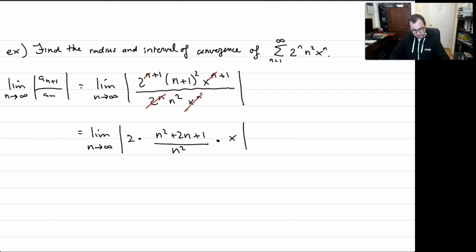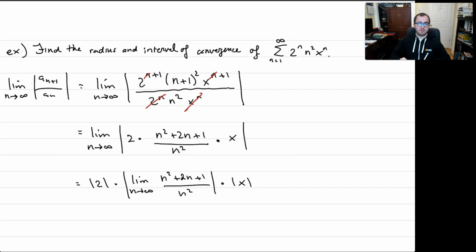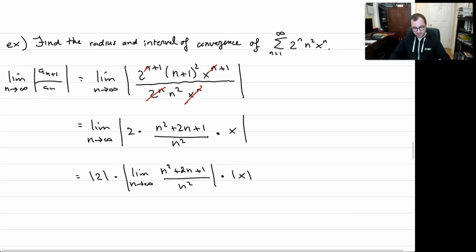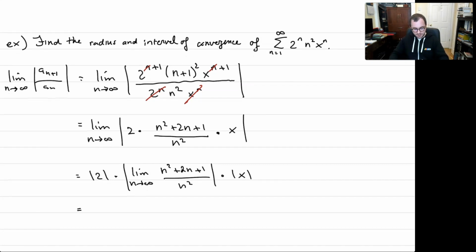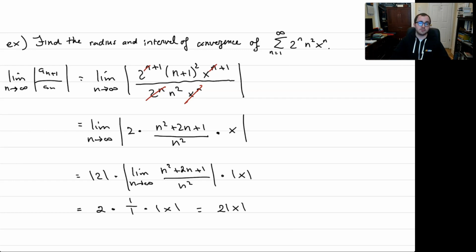Very nice. I'm going to break this up now. Absolute value of 2 times the absolute value of the limit as n goes to infinity of this fraction times x. Notice that the limit only went into the part with the n's in it, because the limit is involving n's, so everything else stays the same. And this is equal to 2 times, the limit of this is 1 over 1, because there's 1 n squared on the top and 1 n squared on the bottom, times the absolute value of x. 2 times the absolute value of x.